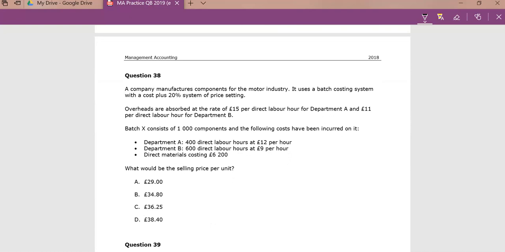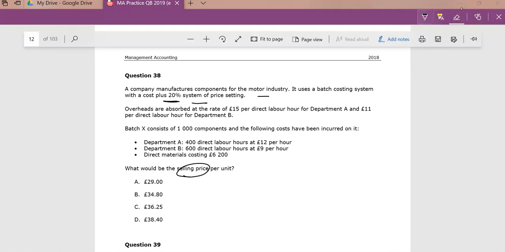So question 38. Again, a similar type of question. We're told that you manufacture these components, batch costing, cost plus. So don't forget the plus, cost plus 20%. The question is asking about the selling price. Remember in class, some of you slightly slipped up on that, but then you found your way as soon as you realized their little trick.